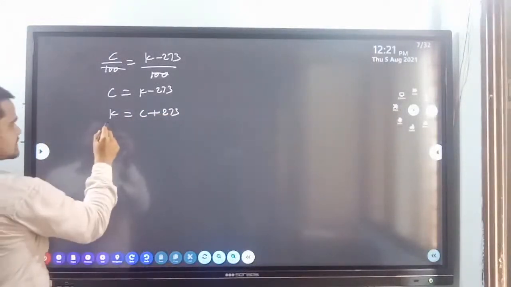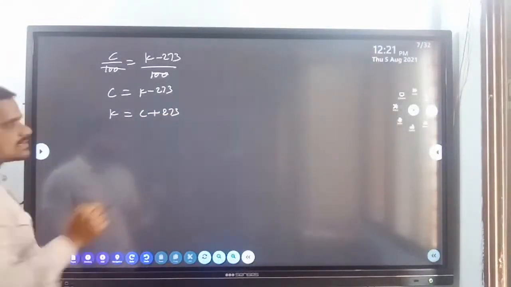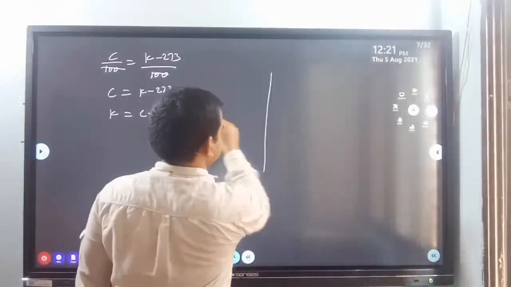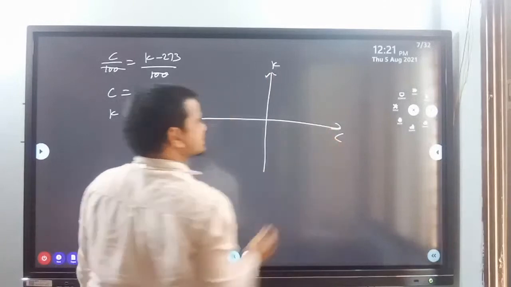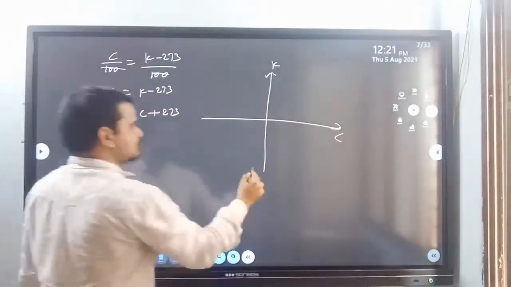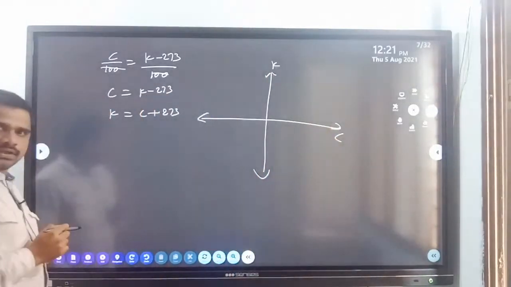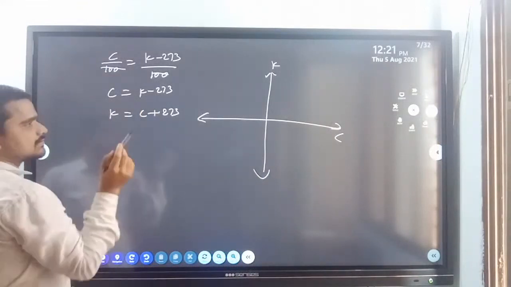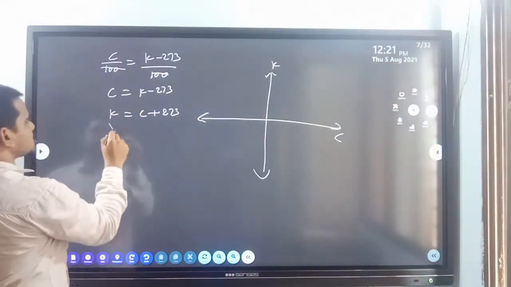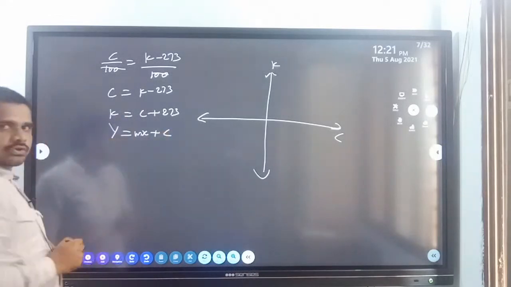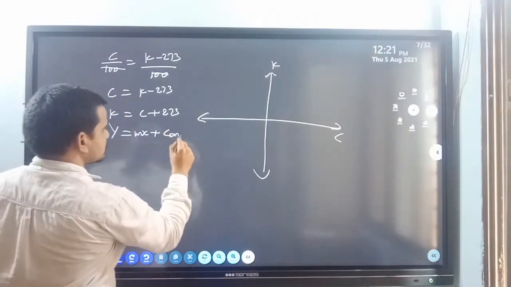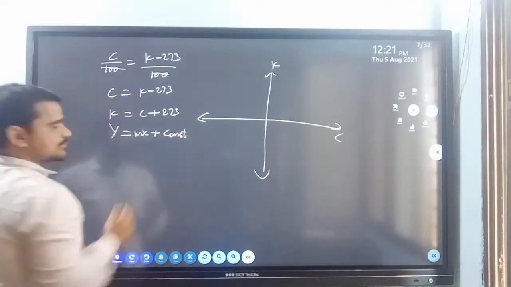Now I am taking the graph with K, Kelvins, on the y-axis and degrees Celsius on the x-axis. In this way. It is a straight line equation, y is equal to mx plus c, where c is a constant. Be careful here.